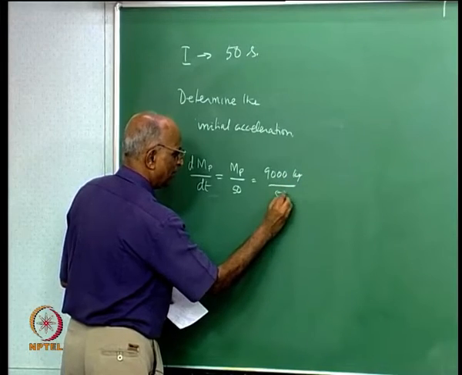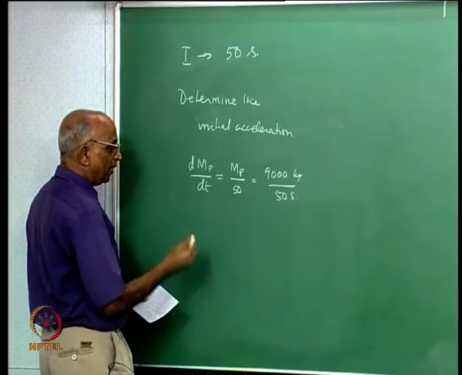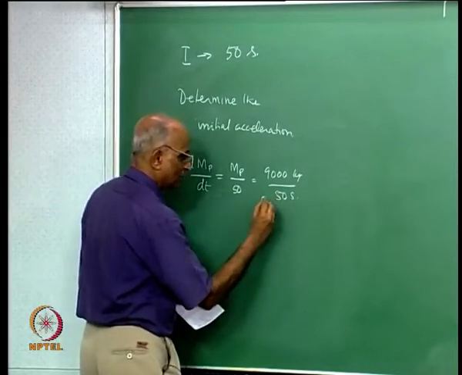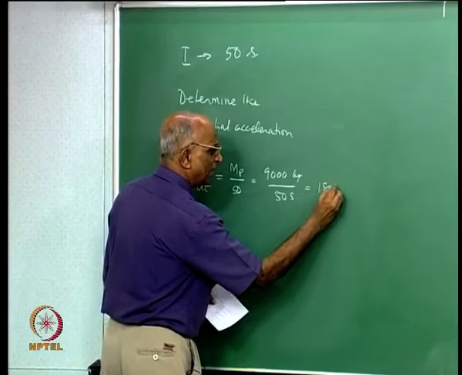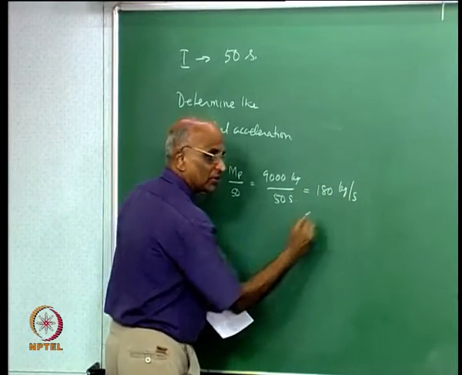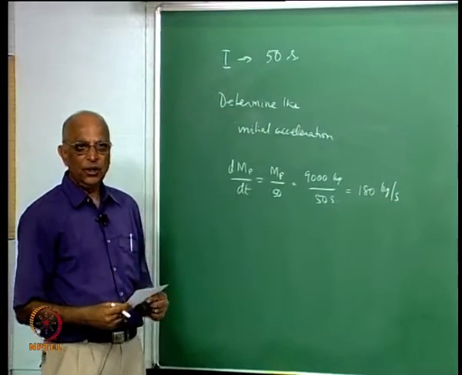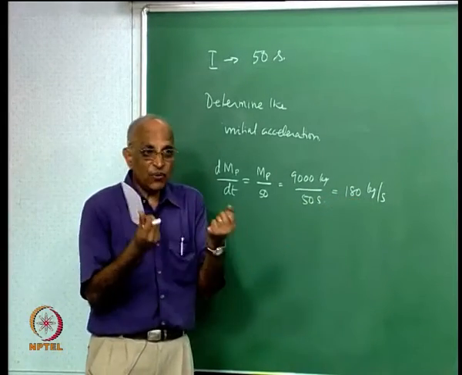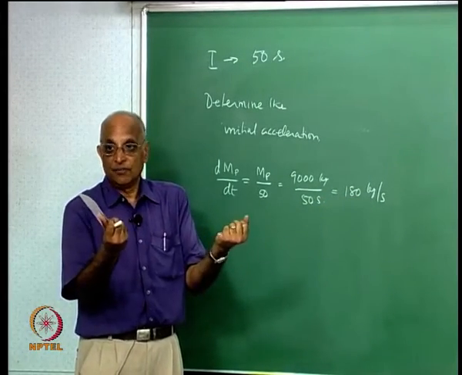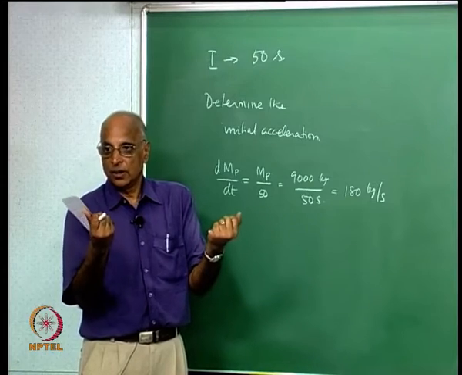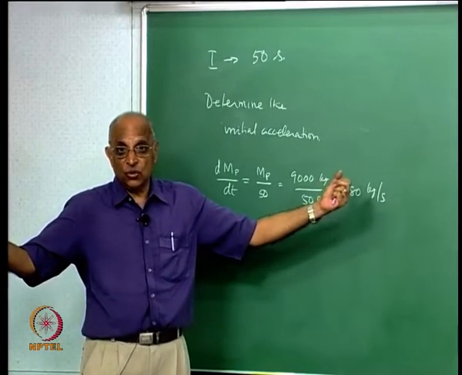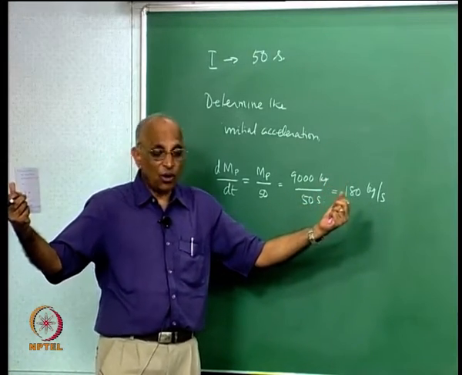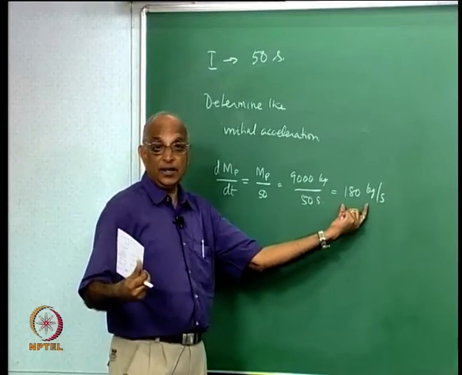It is getting depleted over 50 seconds, therefore the rate at which the propellant is leaving the nozzle is equal to something like 180 kilograms per second. We all should have some feel for these numbers. You find the mass flow rate from a nozzle is quite high. We are talking of several hundred kilograms per second, and if the rocket is huge, like the moon rocket and all that, it will be even higher.